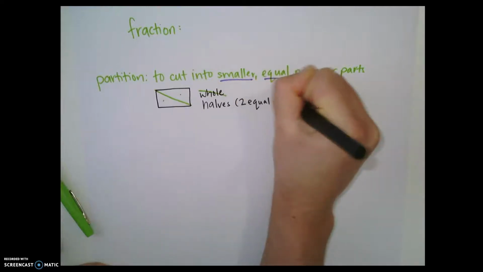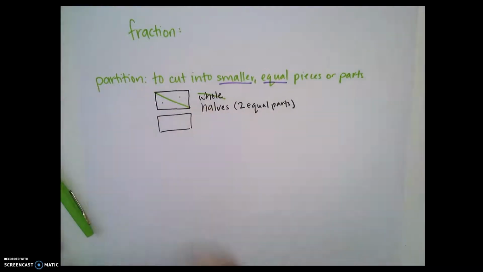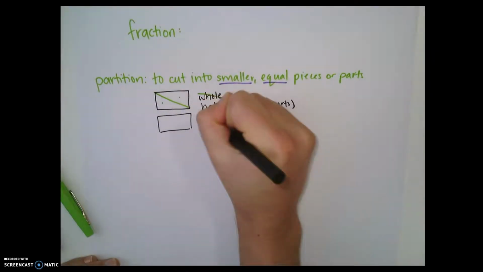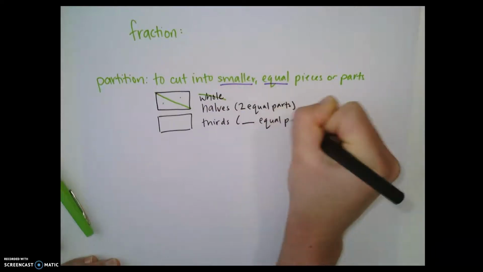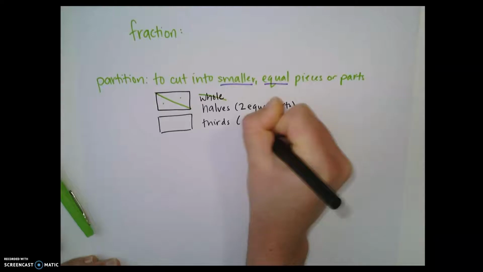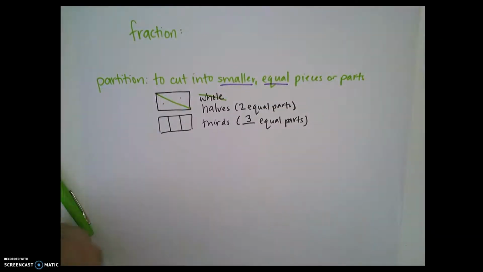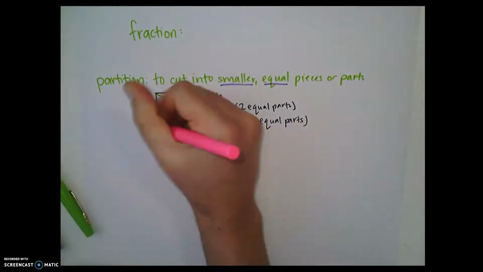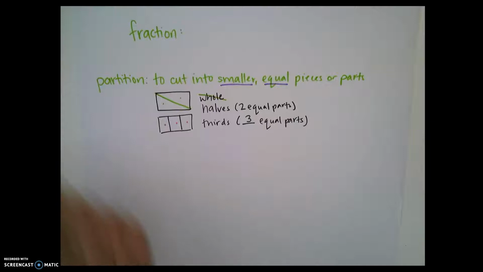We've also learned that I can divide something into thirds. Do you remember how you divide something into thirds? How many equal parts is that? If you said 3 or if you thought 3, you are correct. Thirds is 3 equal parts because now each of these parts is exactly the same size and I've cut my whole into smaller equal parts. Those parts are the same size.